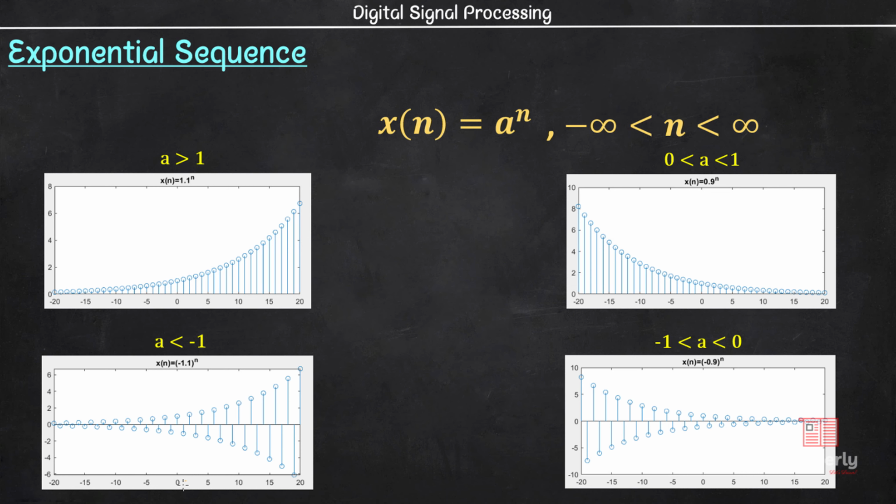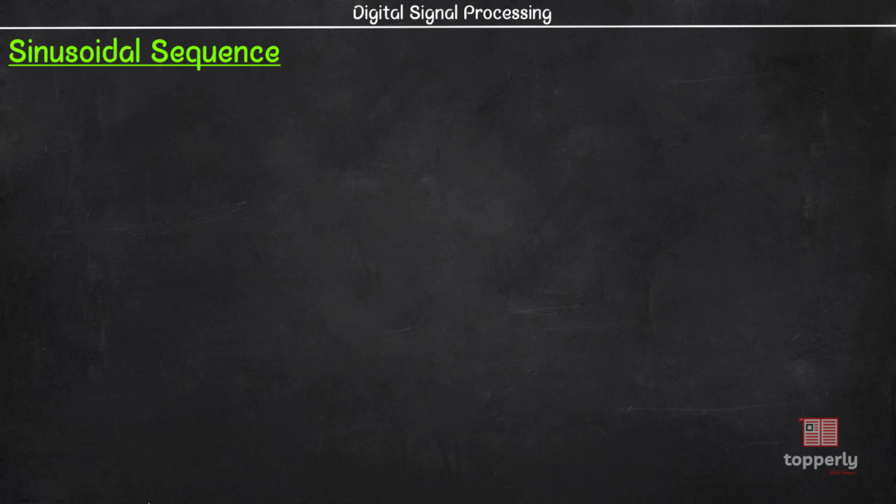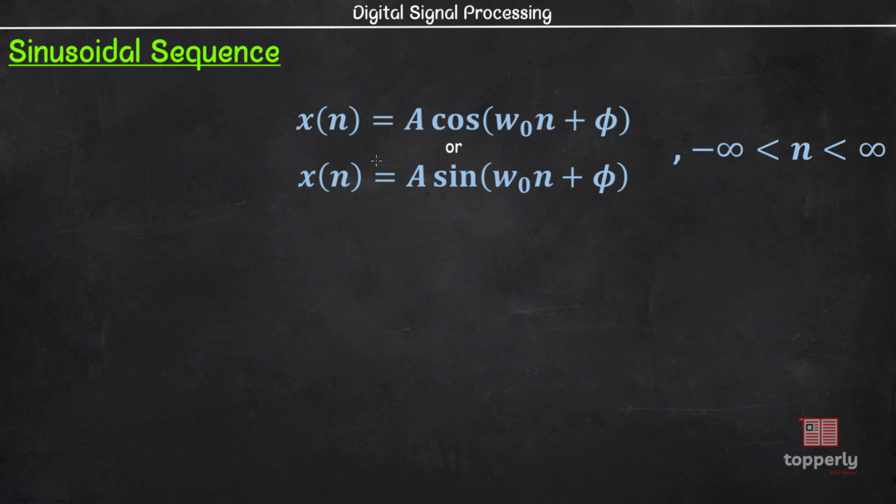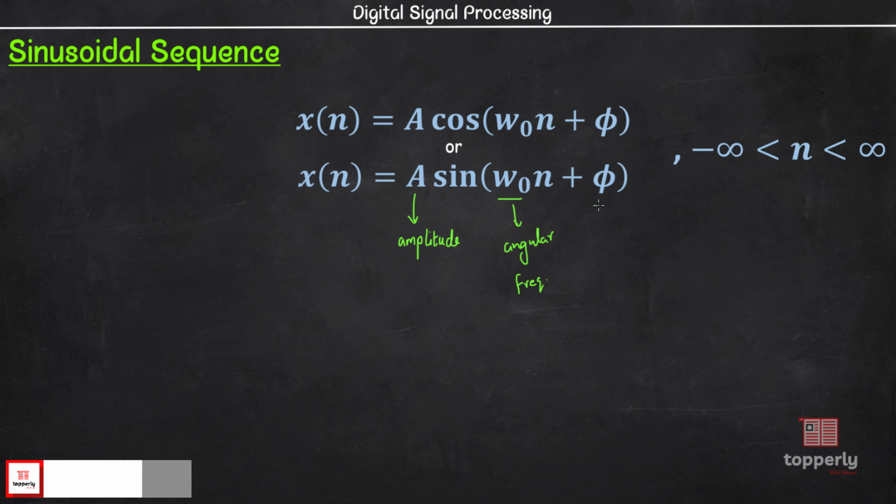The next sequence is sinusoidal sequence. A sinusoidal sequence can be of the form x of n equal to A cos(omega 0 n + phi), or x of n equal to A sin(omega 0 n + phi), where n ranges from minus infinity to plus infinity. Here, A is the amplitude of the sinusoid sequence, omega 0 is the angular frequency, and phi is the phase. Also understand that this is a real sinusoidal sequence even though we are not explicitly mentioning it.